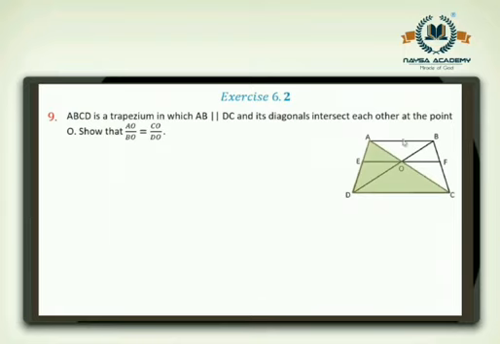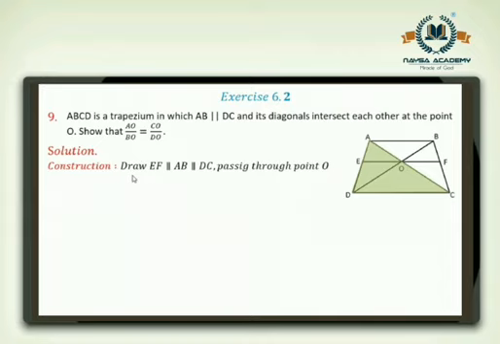Okay, 9th question. ABCD is a trapezium. See this diagram, ABCD is a trapezium in which AB is parallel to DC, and its diagonals, that is AC and BD, intersect each other at point O. We have to show that AO upon BO equals CO upon DO. So this ratio we have to show they are equal. Now this problem is a little complicated. Okay, so let us see what we do.